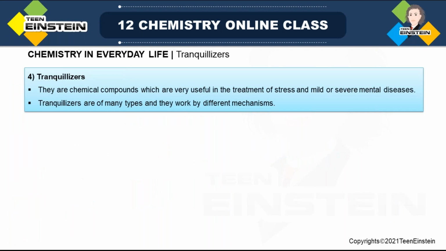Next category, tranquilizer. Number 4. They are chemical compounds which are very useful in the treatment of stress and mild or severe mental disease. As the name suggests, tranquilizers obviously help to soothe the nerves. They are of many types depending on the basic structure. We will see 2 to 3 different categories, and in each category you will find some similarity in the basic structure. Tranquilizers can be of many types and they work by different mechanisms also.